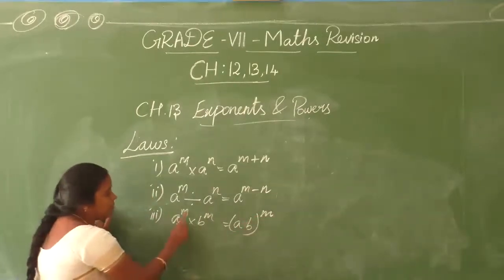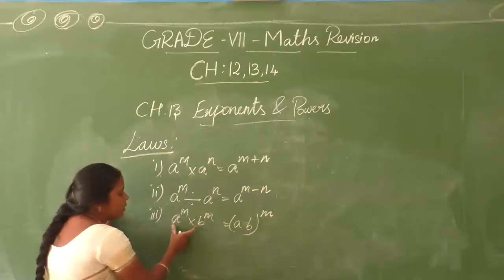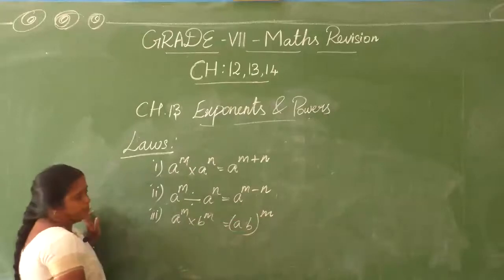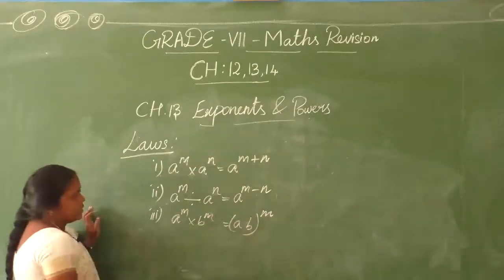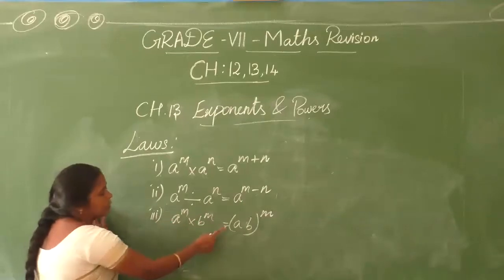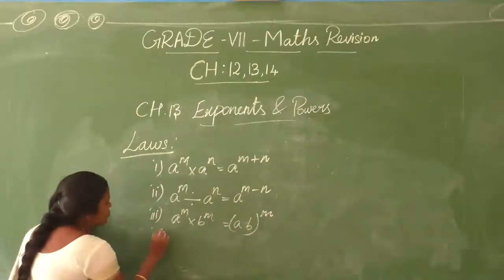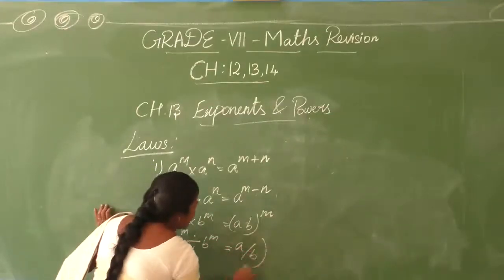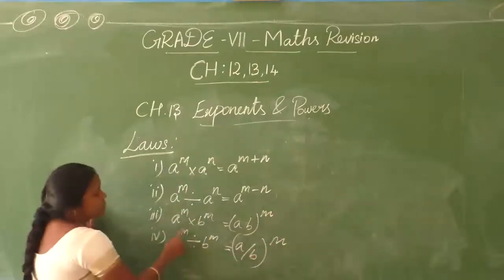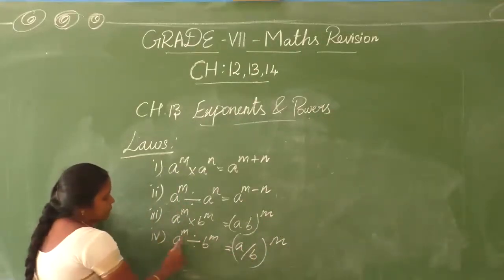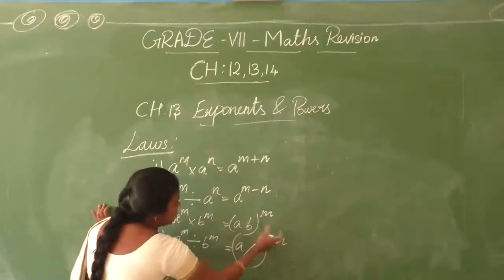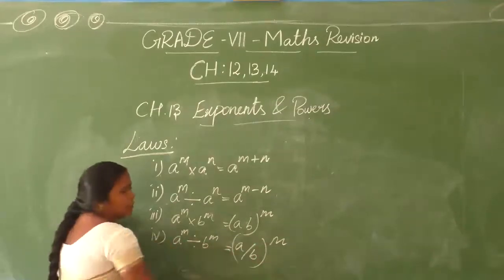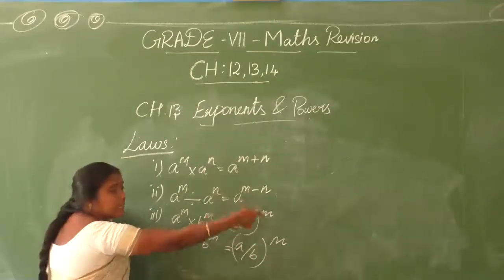In multiplication, if the powers are the same, their bases are to be multiplied and take the power as the common power of the product. a power m into b power m equal to a into b the whole power m. Likewise, for division, a power m divided by b power m is equal to a divided by b the whole power m. In division, if powers are the same, take it as the common power for their quotient.